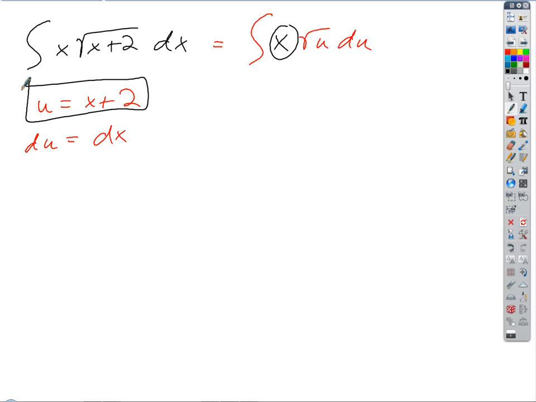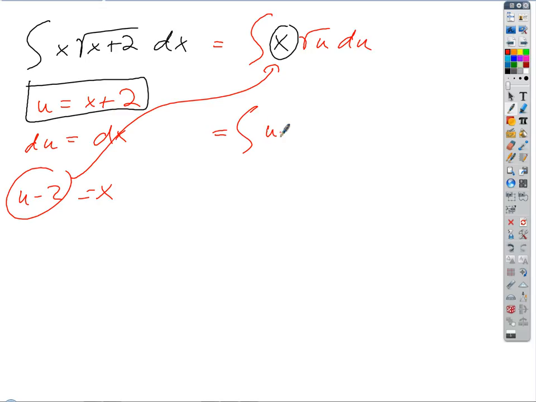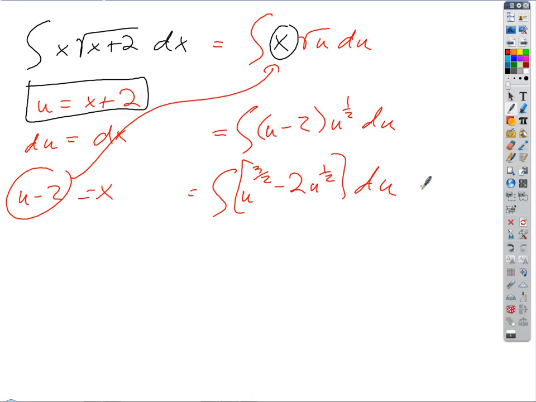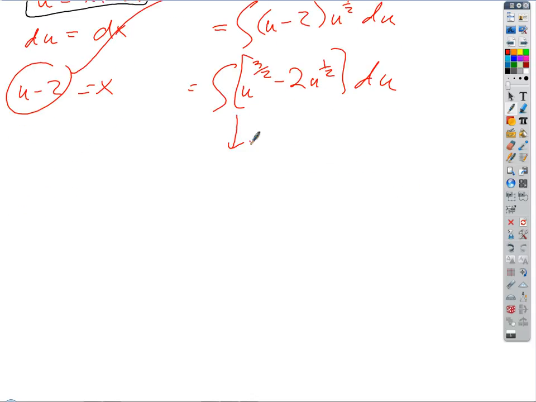I could complete this substitution. I could say x equals u minus 2, and then I can plug that in for x and save the day. So now I get the integral of the quantity u minus 2 times u to the 1/2 du. I still have to do some calculus, but now it's doable calculus. If I distribute the u to the 1/2, I get the integral of u to the 3/2 minus 2u to the 1/2 du.